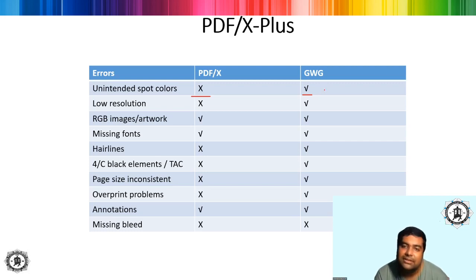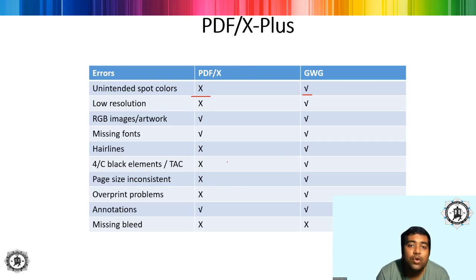So right here means there will be an error. Error means whether it is detected or analyzed by the GWG specification during pre-flighting. Okay, so why in the case of PDF/X will it not be an error? Because as long as spot colors are there, they will be considered a separate spot color plate, and PDF/X will not throw up any error.